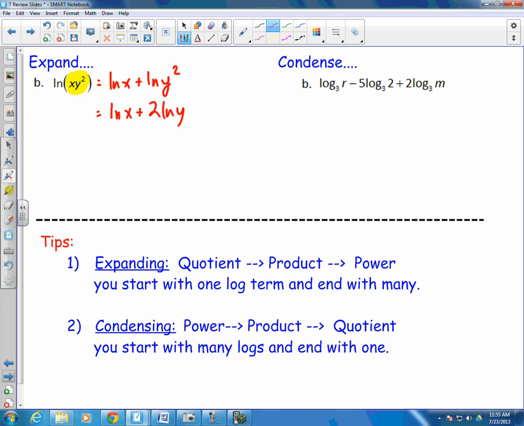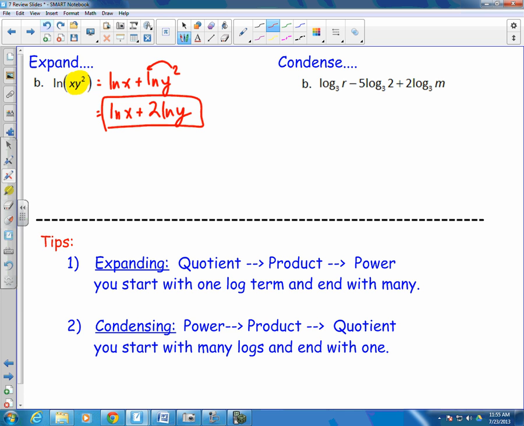Okay, I can pull that power out front. I've taken care of the product rule, and again, after I've taken care of the product rule, I ask myself, do I have any more products? Do I have any more quotients? No, in both of those. So at that point, all I have left to do is take the power, which is y to the second, and pull that out front. So my final answer is ln of x plus 2 ln of y.